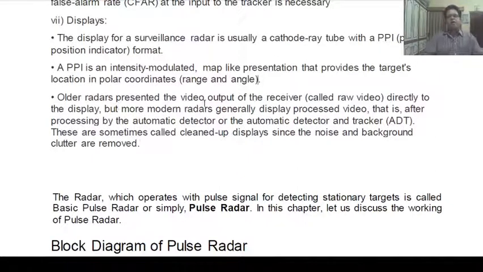Older radars present the video output of the receiver, called raw video, directly to the display, but more modern radars generally display processed video, that is, after processing by the automatic detector or the automatic detector and tracker, ADT. These are sometimes called cleaned up displays, since the noise and the background clutter are removed.